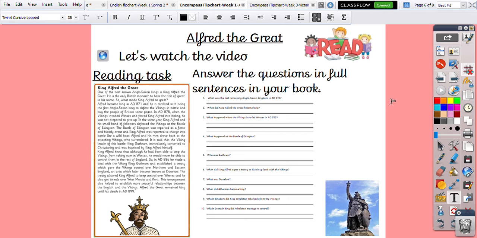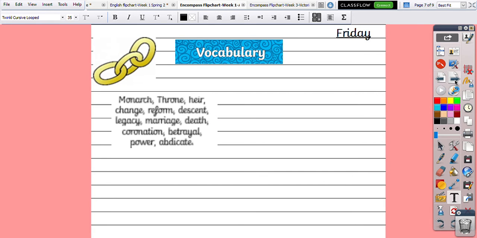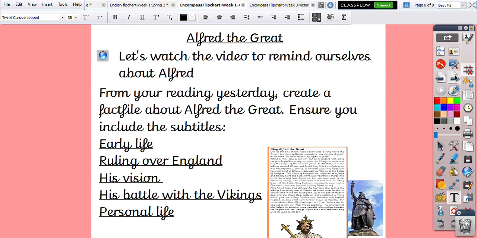And then on the Thursday in the afternoon, when you see Encompass on your timetable, you will have a go at this lesson. So again, some vocabulary. And then here, this is your application of knowledge. So on Thursday afternoon, you will think back to your reading of the previous day. And this task is to create a fact file about Alfred the Great.